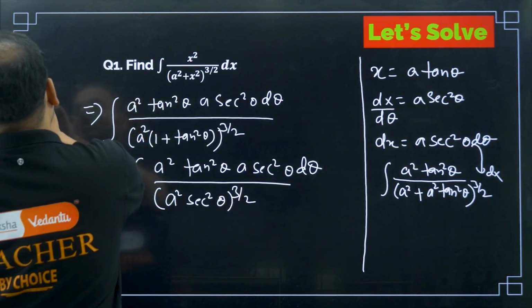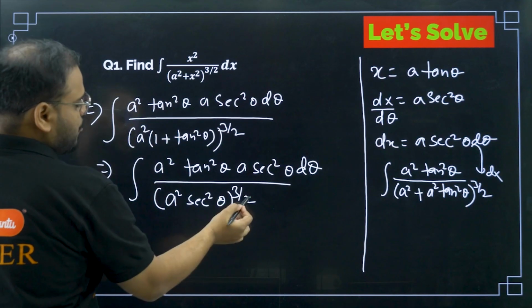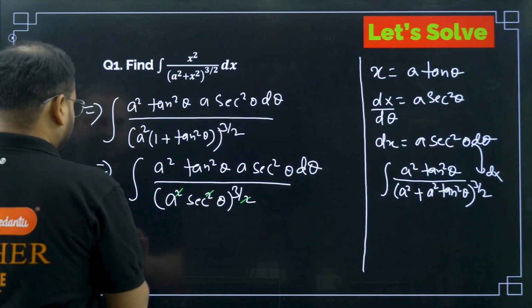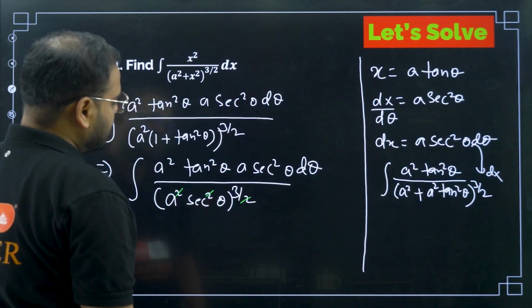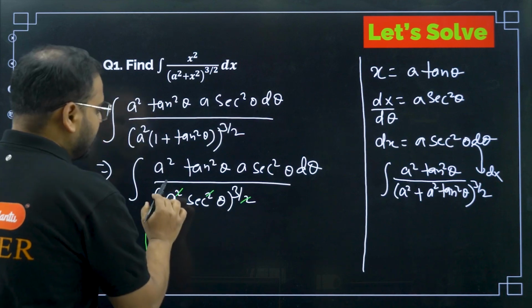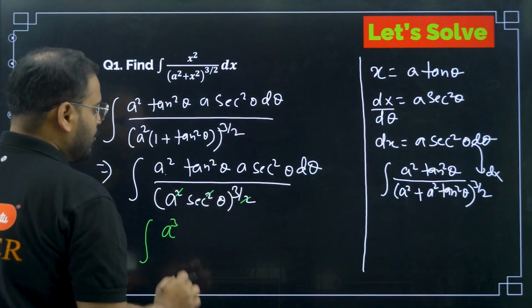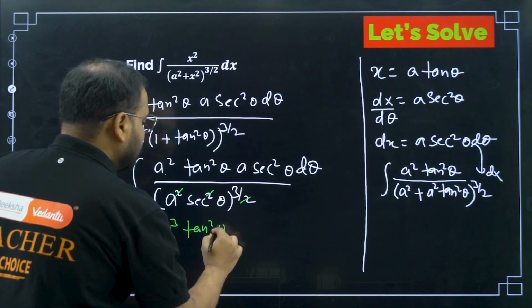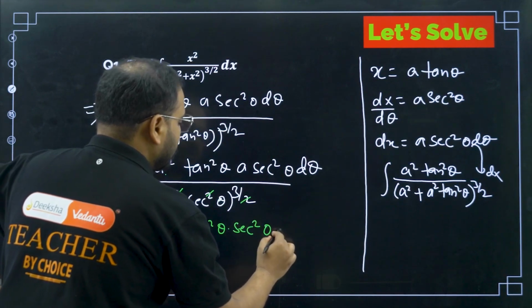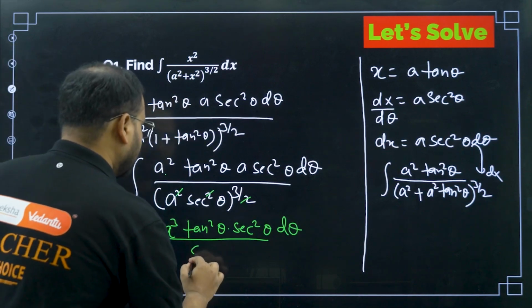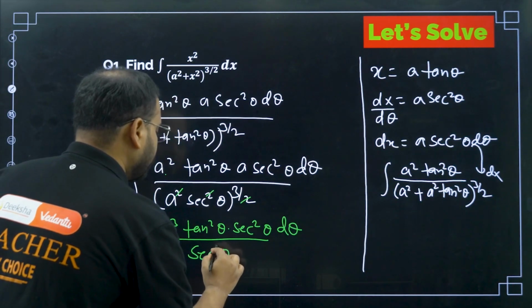Now if you check here, I can cancel this 2 with both the 2's, because the whole square and the 2 will be neglected. Now see the next step. What I'm going to get? Please check: a square and a will become a cube. I'll have tan square theta sec square theta d theta upon simply sec cube theta.